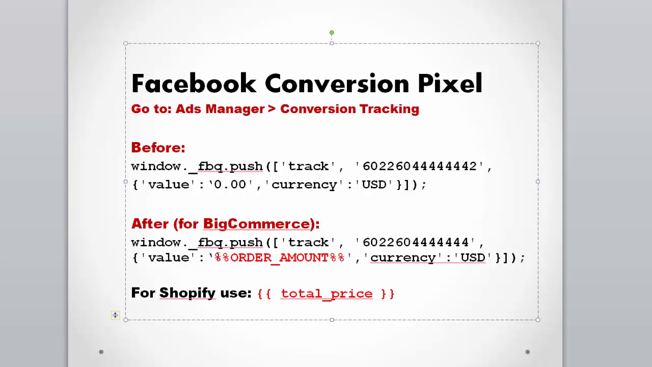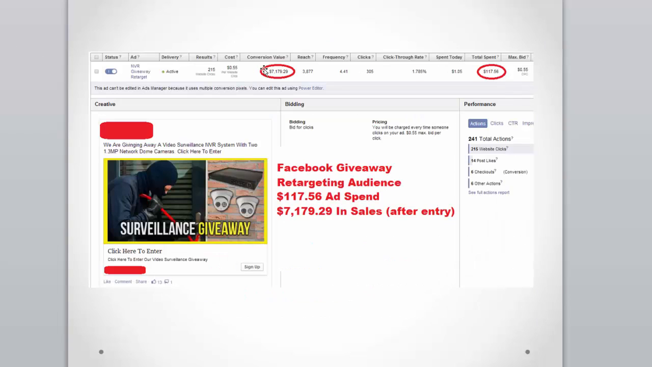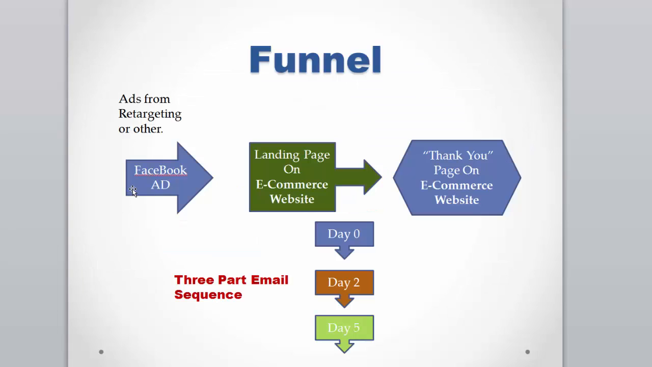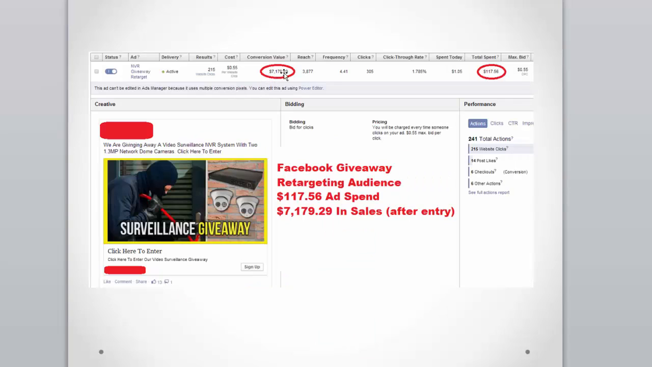So what happens is once someone checks out on my e-commerce website, that being BigCommerce, at the point where they make a payment, the order amount will be reported back to Facebook, and that's this amount right here. That's pretty much it in a nutshell. We're just taking people to our e-commerce website, and we've got the conversion pixel installed. Very simple funnel. Just going to a landing page on our e-commerce website with a thank you page on the e-commerce website, and we are tracking conversions.